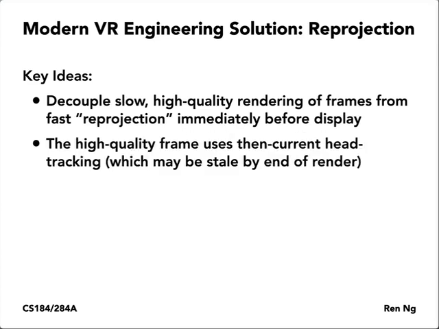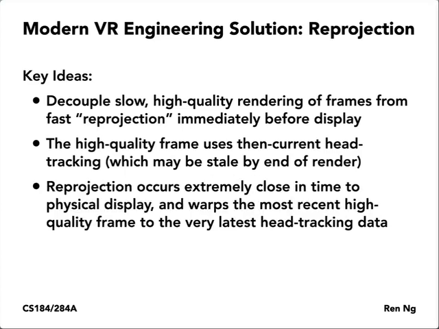The high quality frame can use whatever head tracking is available when it kicks off its high quality render, being totally fine accepting the fact that that head tracking information may be kind of old or stale by the end of the render, because it's a slow render. Reprojection, though, is going to start and finish extremely close in time to when we emit the light. And what it does is take the most recent high quality rendering and then warp it.